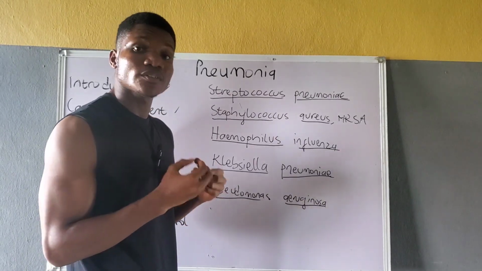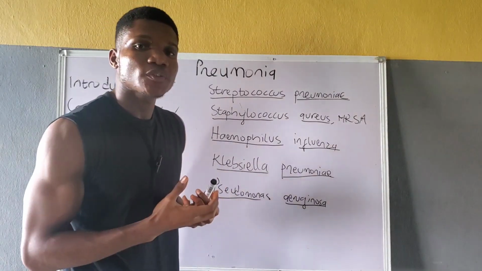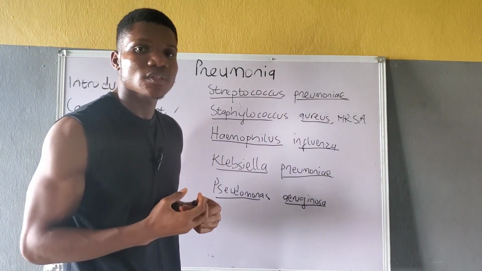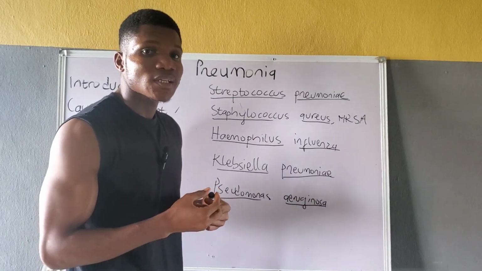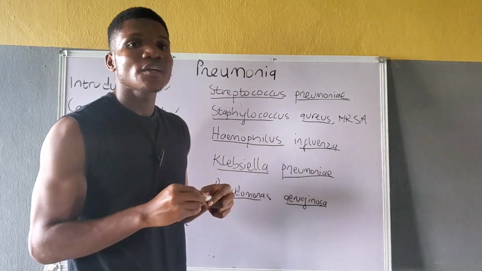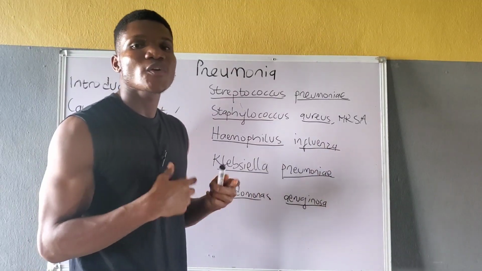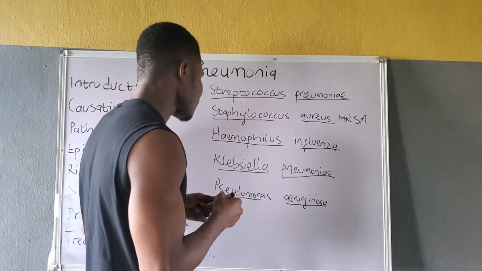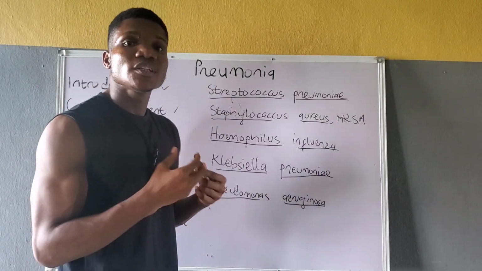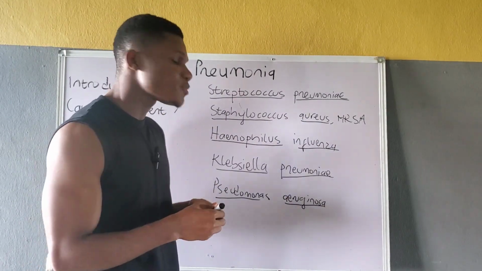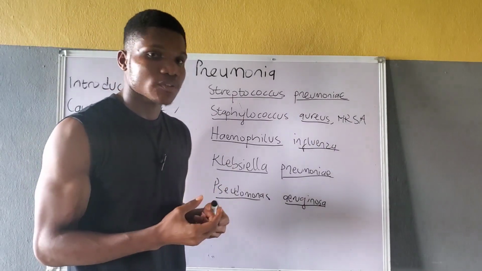Cystic fibrosis is a genetic disorder that causes accumulation of thick mucus in the lungs, in the pancreas, as well as other organs, and it causes complications in nutrient absorption as well as recurrent infections, among other complications. So Pseudomonas aeruginosa is particularly involved in causing pneumonia in patients with cystic fibrosis, also in patients with immunocompromised conditions.